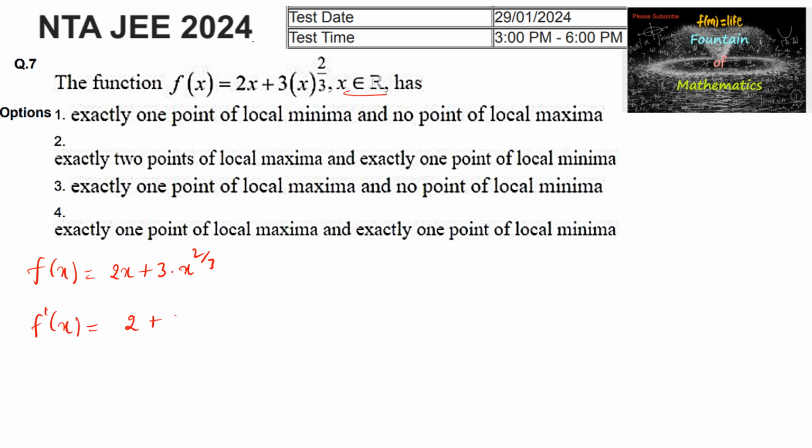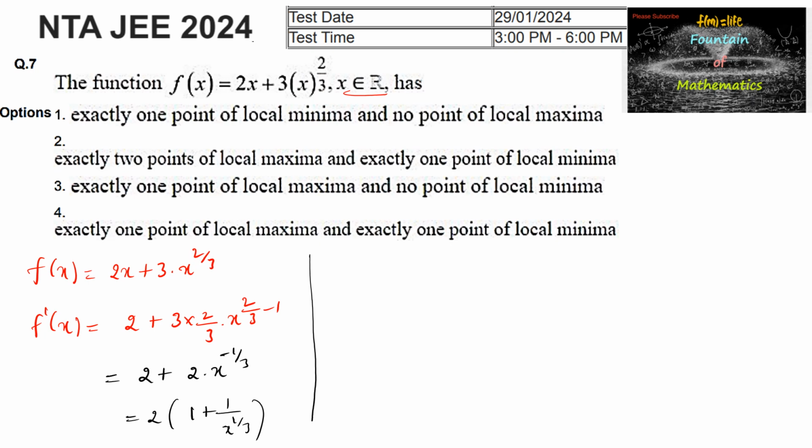So f dash of x is 2 plus 3 into 2 by 3 into x to the power of 2 by 3 minus 1. So we can write 2 plus 2 times x to the power minus 1 by 3, or taking 2 common, 1 plus 1 upon x to the power 1 by 3. On simplifying, we can write f dash of x is equal to 2 times x power 1 by 3 plus 1 upon x to the power 1 by 3.